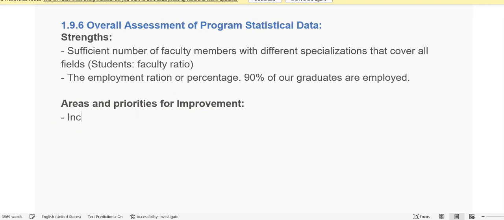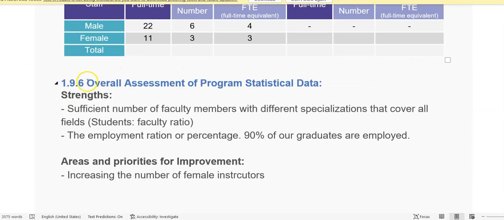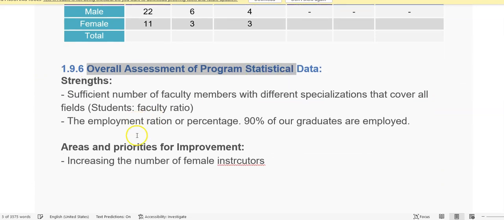So for example, increasing the number of female instructors. As I said before, your priorities should be related to the results of measured KPIs or results that you have. So you have to write nothing general, but related to this section, which is about data and statistics. So it is written here: overall assessment of program statistical data.